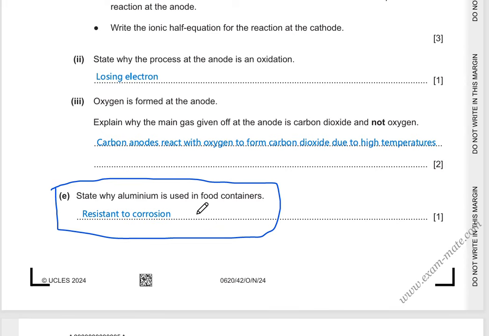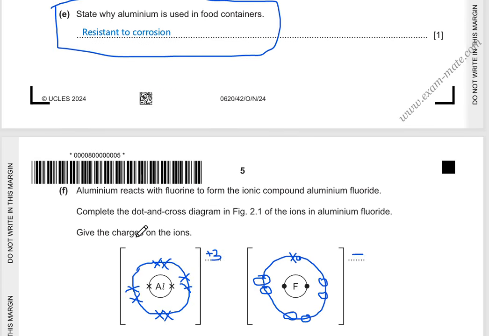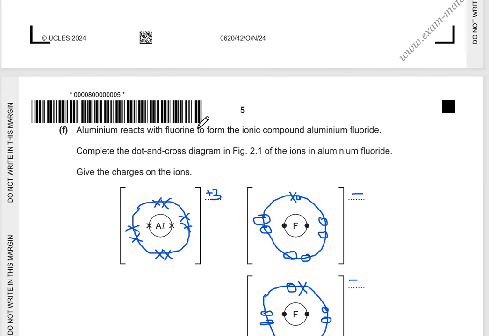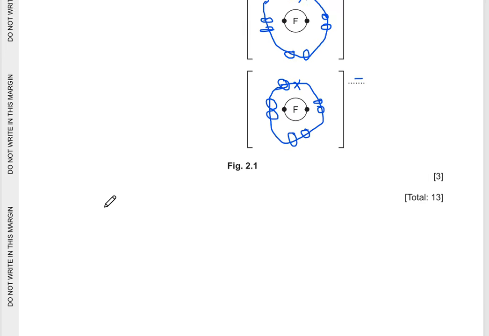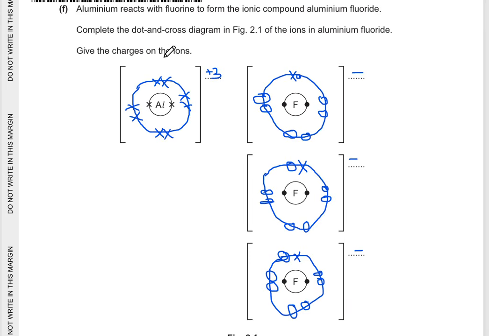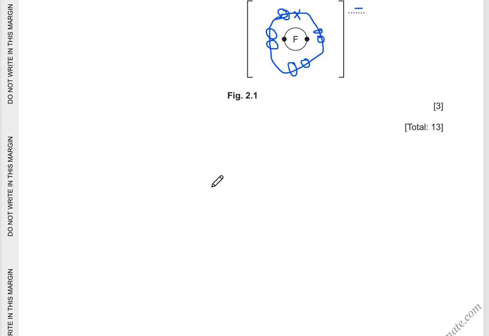Why is it resistant to corrosion? Aluminum has a thin protective layer of aluminum oxide, which is very unreactive. Aluminum reacts with fluorine to form the ionic compound aluminum fluoride. Drawing question. You got the electrons. Do not forget to draw the outer electrons instead of thinking you're drawing the inner one and then the outer one. Yeah, and also the charges.